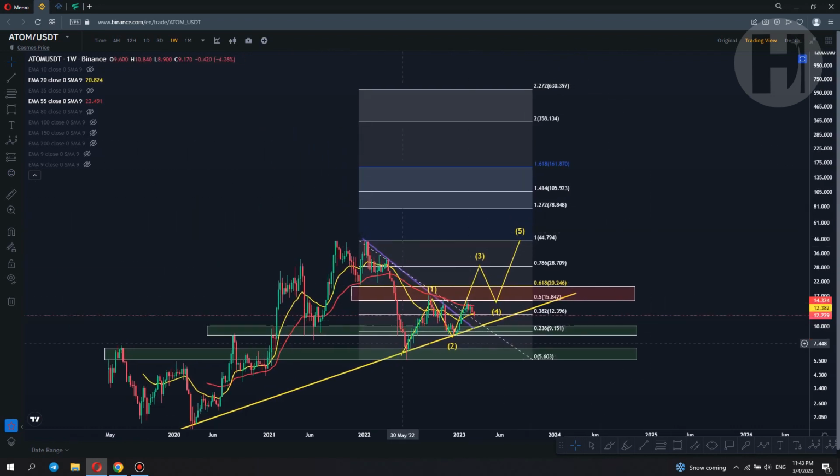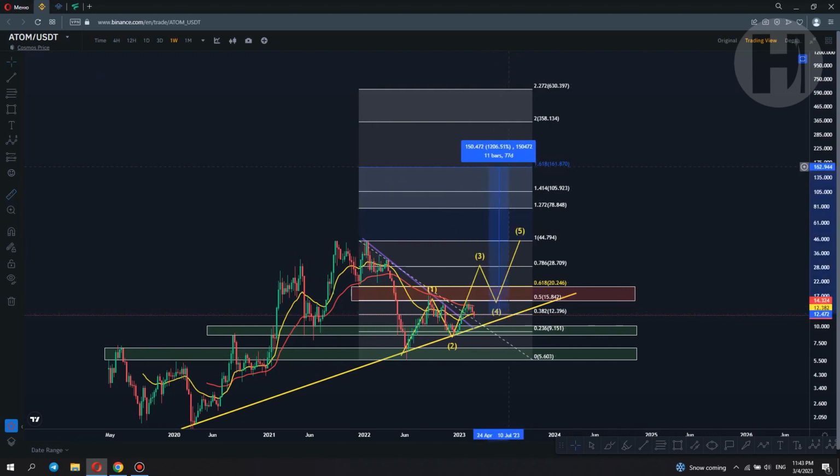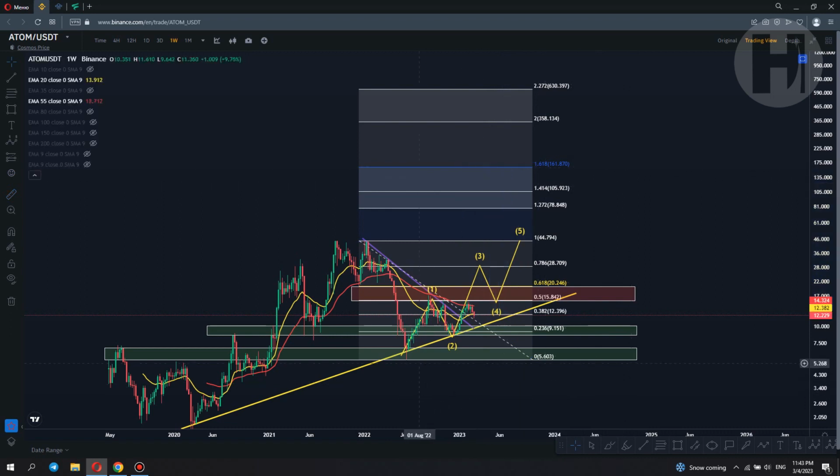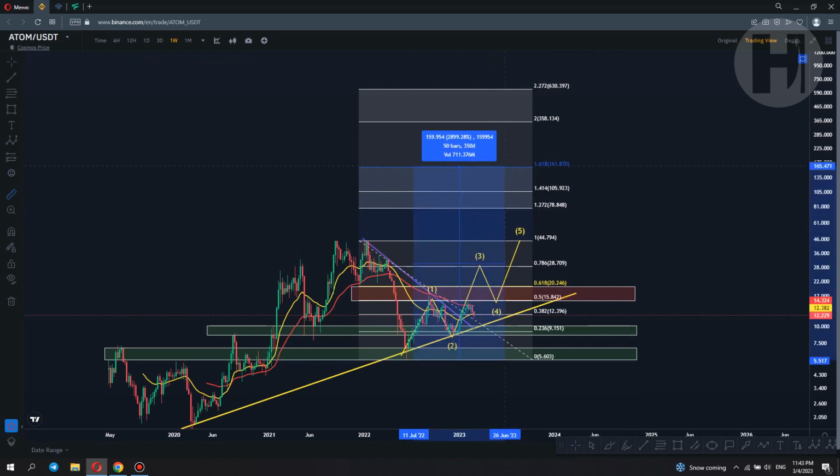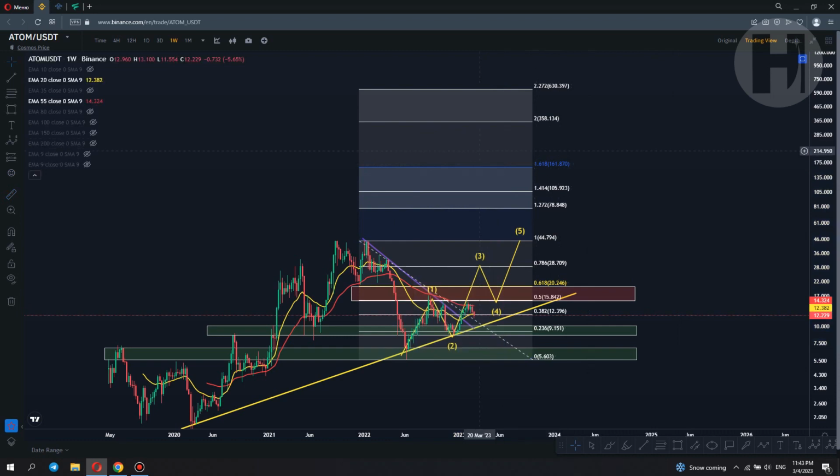If we drop in a Fibonacci retracement from the low we printed in June last year to the high in January last year, we are looking at $161 at the 1.618 Fib retracement. From where we are right now, that's a 1,200% move to the upside. From the bottom in June last year, that's 2,800% to the upside. Maybe we go higher up to $200 potentially. That could be the case, but I really think the Cosmos and the Polkadot ecosystems are going to be doing very well the next bull market, so we may even see a $200 Cosmos.